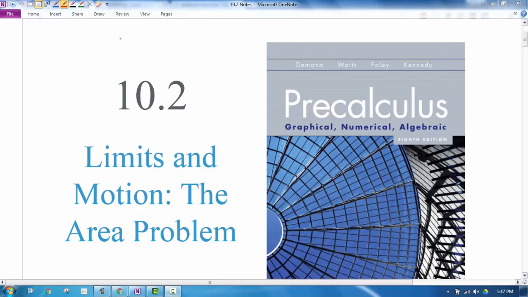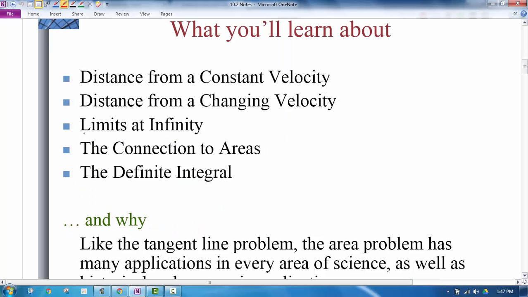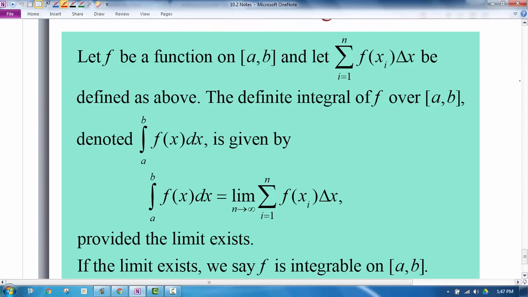Okay, the next section is 10.2. We're going to talk about limits in motion, the area problem. So what this is, is integrals. First of all, we'll do distance from constant velocity, distance from changing velocity. We'll do limits at infinity, and we'll talk about how that connects to areas and integrals.